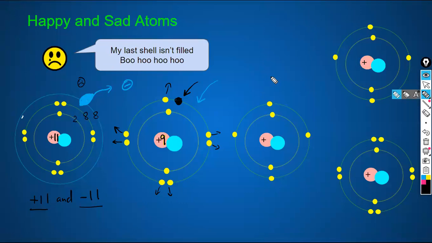Look at the third one. What do you think he is going to do? His outer shell has how many? 1, 2, 3, 4.